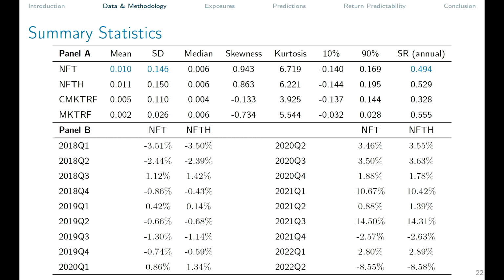All right, so let me talk about summary statistics. I have an additional hat to compare to my macro theory stuff that I do. I like empirical asset pricing, and I like to summarize everything in terms of the risk-return characteristics at the very simple level. So this is the risk-return characteristics for NFT. The mean is weekly, 1% per week, 14% standard deviation, 0.494 Sharpe ratio. NFTH is heterogeneity adjusted. We're going to talk about this.